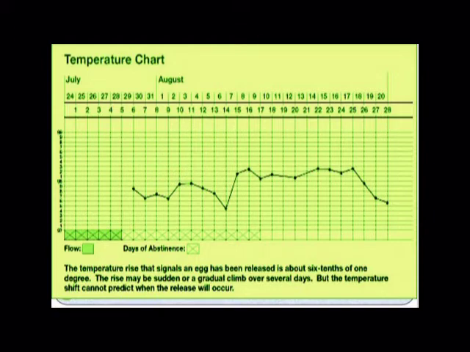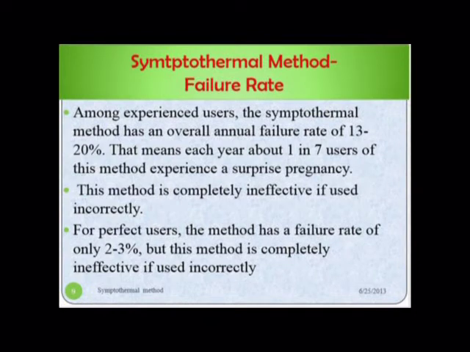The failure rate of this method is slightly high. Among experienced users, the symptothermal method has an overall annual failure rate of 13 to 20%. That means each year, about 1 in 7 users of this method experience a surprise pregnancy. The method is completely ineffective if used incorrectly, but for perfect users, the method has a failure rate of only 2 to 3%.